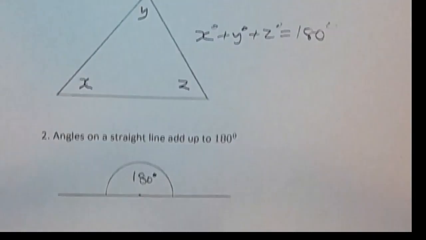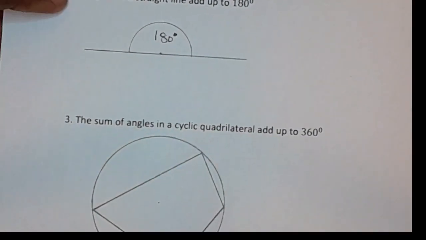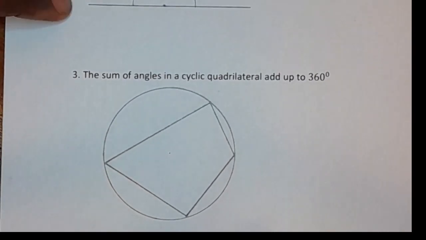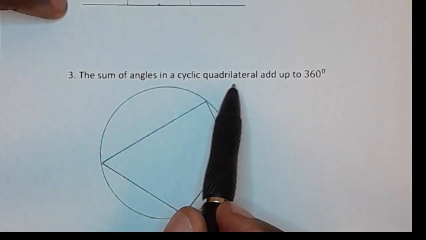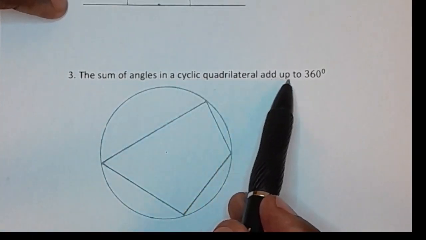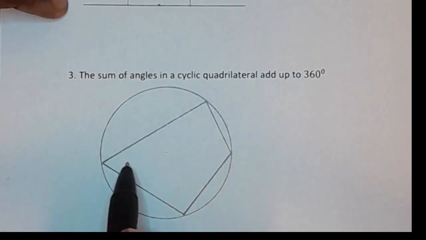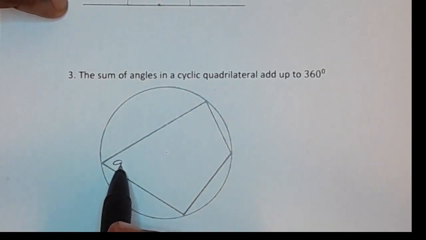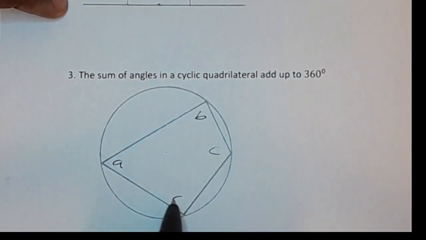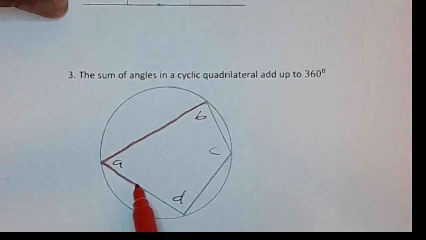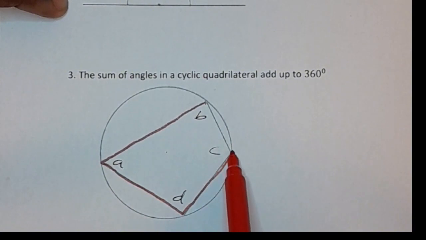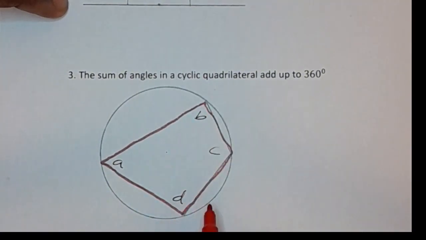The other property that you are supposed to remember is this one. The sum of angles in a cyclic quadrilateral add up to 360. If you have angles A, B, C, D, this shape here, which is inside the circle, is a quadrilateral. A quadrilateral is a four-sided shape.